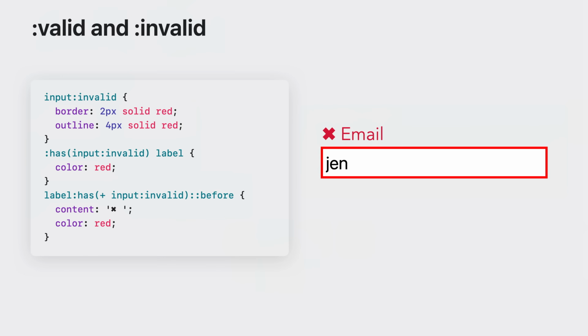For years, the valid and invalid pseudoclasses seemed like they'd be really helpful. I want to style this form field to alert a user when they've made a mistake. So I'll try the invalid pseudoclass to select an invalid input. With has input invalid, I'll target the label. And with a before pseudo element, I'll insert an X so communication doesn't depend on color alone. Let's look at the result.